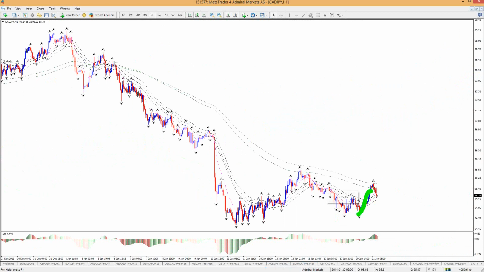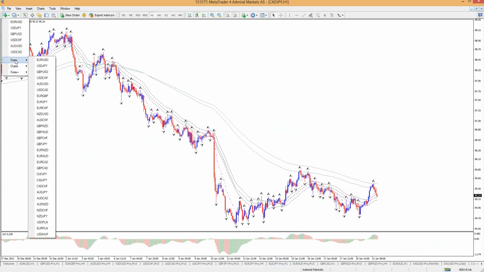CAD yen moving to the upside, but definitely more CAD weakness than yen. So yeah, basically what else do we have left is we look at the CAD yen, Aussie CAD. So yeah, yen looks the weakest at the moment. Let's take a look at Aussie CAD though.